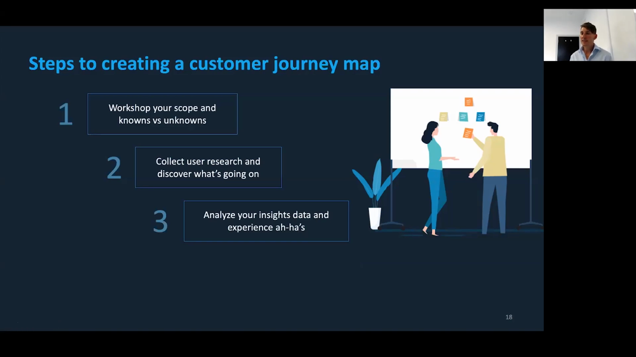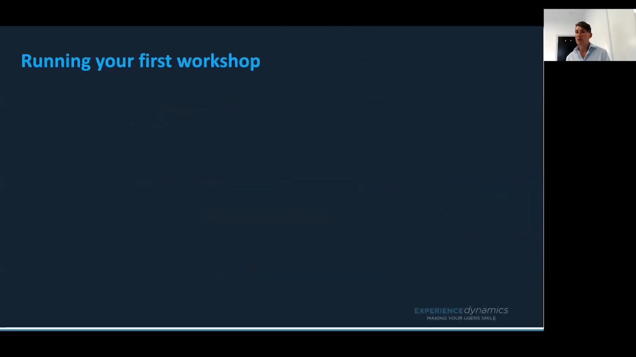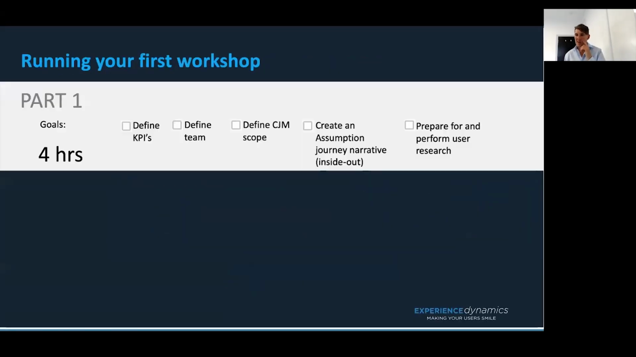Then we analyze that data and those ahas and workshop it. And that's where we create the visualization, the end state, the map that guides us. But remember that a map is just a pointer. It doesn't tell you anything about the experience of where you're going, and that's what we want to understand, that customer experience. So in the first workshop, you're going to define your business objectives, your KPIs, your team, your scope, right? The team is important because you need a champion.